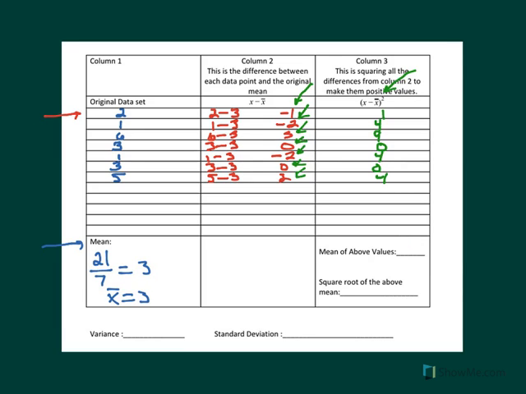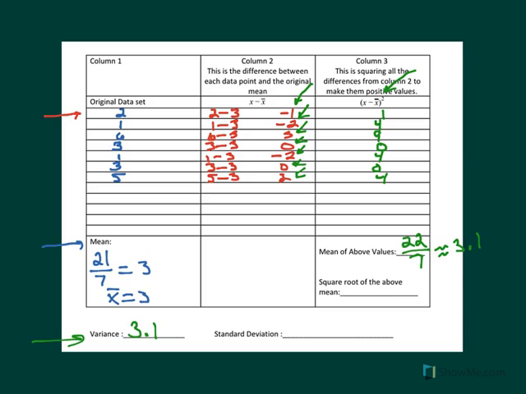So 22 divided by, there's 7 values. So 22 divided by 7 should get you approximately 3.1. IXL is going to ask you to round to the nearest 1 decimal place. So that should get us about 3.1. That is going to be the variance, 3.1. And that is what IXL is asking for on this particular problem.